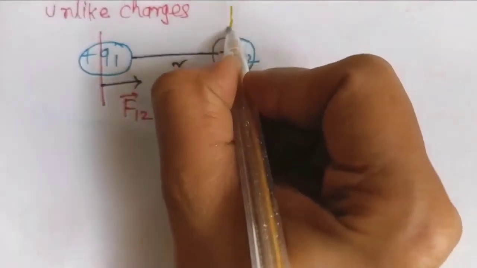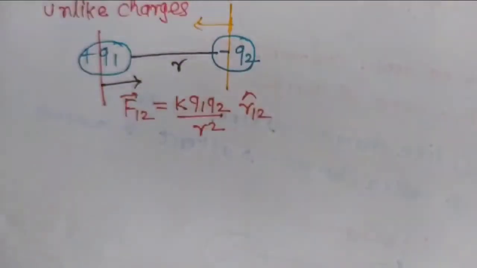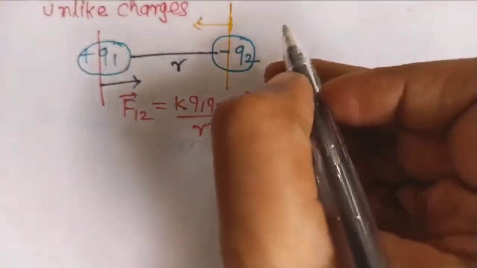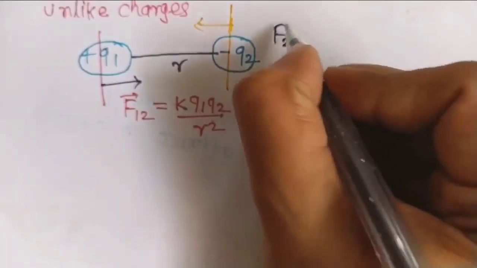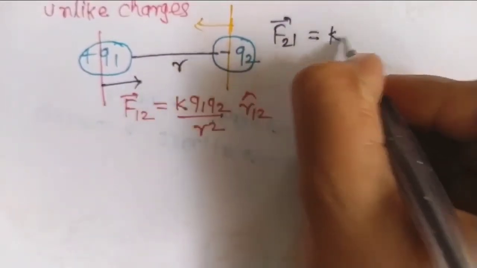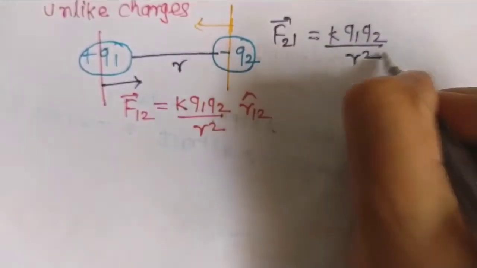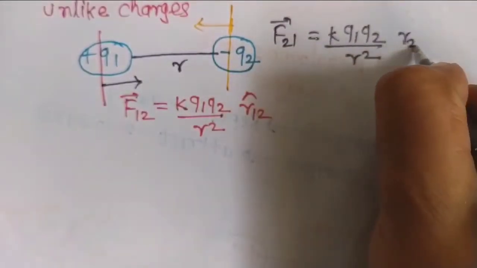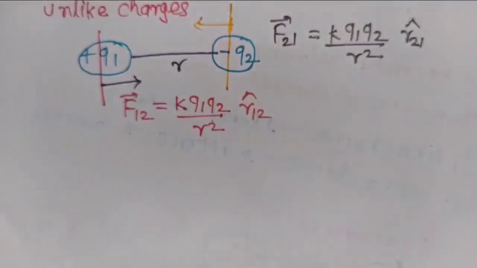The force on the charge minus Q2: both charges are opposite, therefore they attract each other and the direction is towards charge Q1. That is, the force on the charge Q2, F21, is equal to K Q1 Q2 upon R square, and the unit vector's direction is R21.